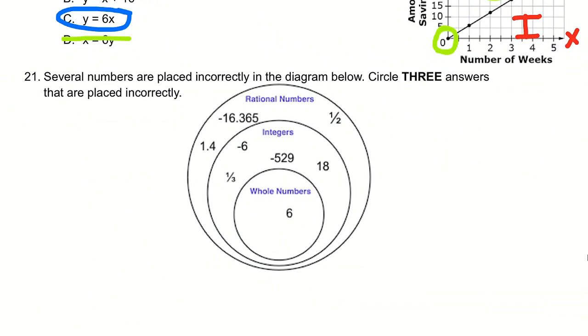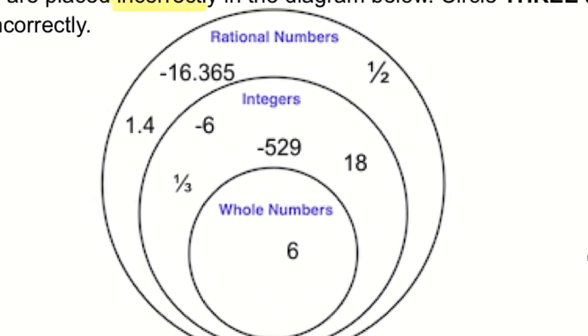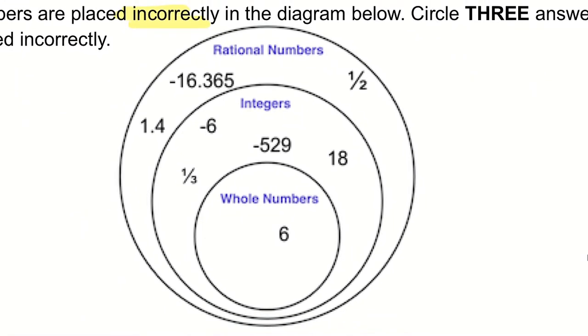Number 21. Several numbers are placed incorrectly in the diagram below. Circle 3 answers that are placed incorrectly. So I'm going to start with rational numbers and then work our way in. Rational numbers are my decimals and my fractions. So 1.4 is a decimal, so he's good. Negative 16.365 is a decimal. He's good. And 1/2 is a fraction, so he's good.